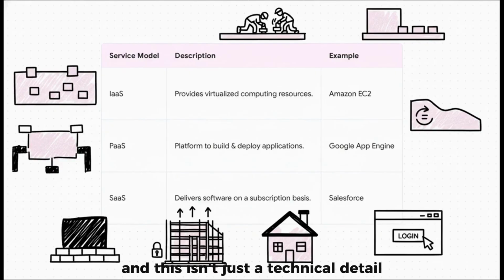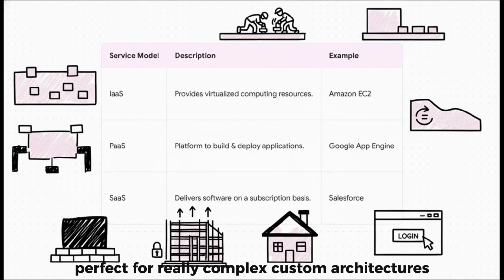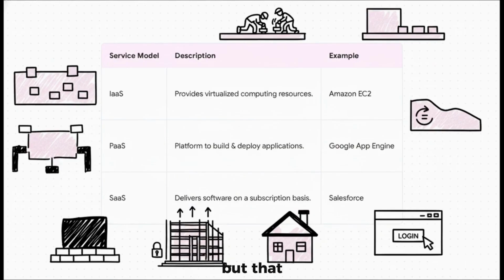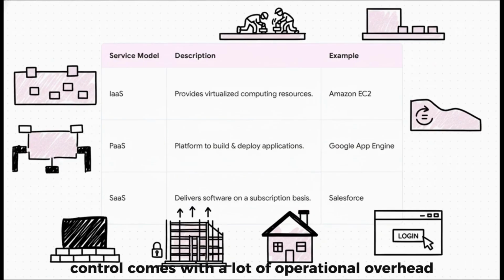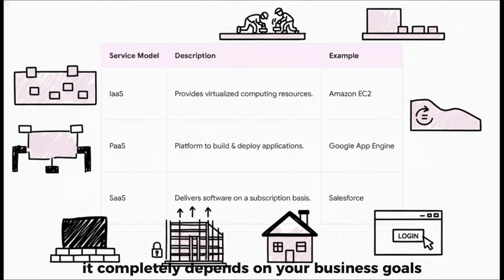Now, when you go to the cloud, you've got choices: IaaS, PaaS, or SaaS. And this isn't just a technical detail, it's a critical strategic trade-off. Think of it as a spectrum. On one end, you have IaaS, which gives you maximum control, perfect for really complex custom architectures. But that control comes with a lot of operational overhead. On the other end, PaaS abstracts a lot of that away so your developers can move faster, but you do give up some of that fine-grained control. The right choice here? It completely depends on your business goals and your team's expertise.